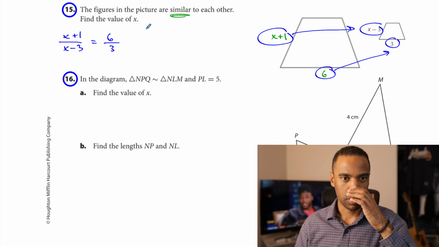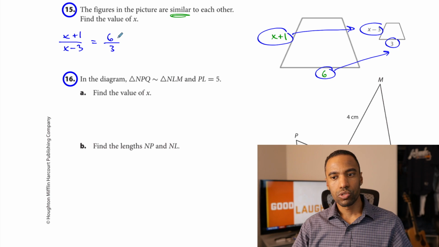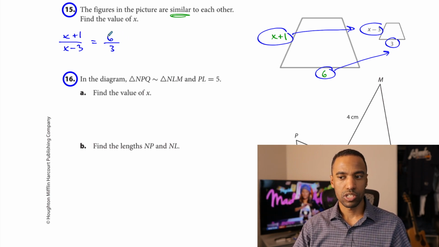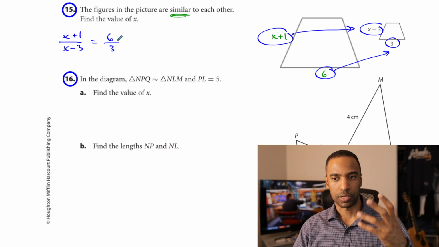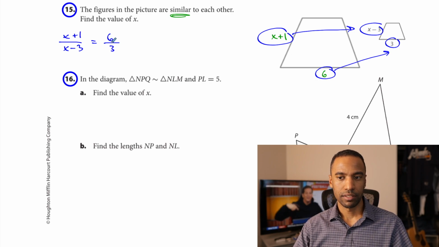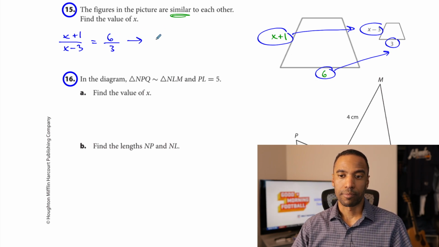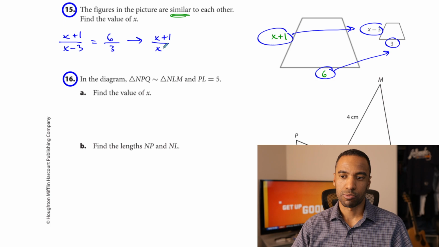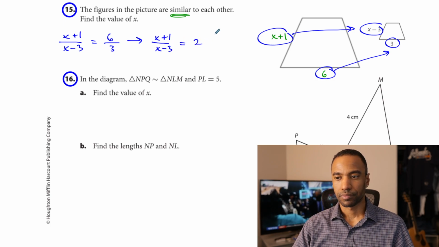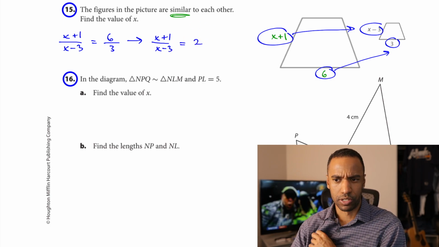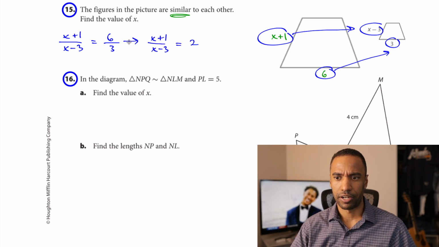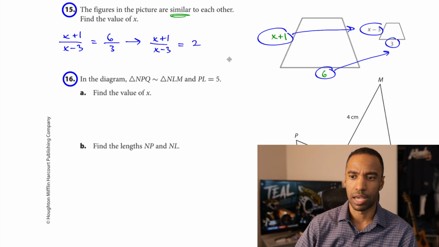That's but one way to do it. There are, of course, multiple ways. You could choose to cross multiply, but you're going to see me play a lot with fraction reduction. In this case, 6 over 3, 6 divided by 3 is 2. So I'm going to turn that into x plus 1 over x minus 3 equals 2. Trust me, there will be many opportunities to cross multiply a little later, so we'll play with that when the time calls for it.